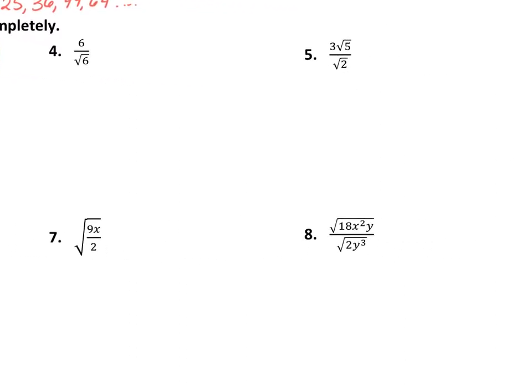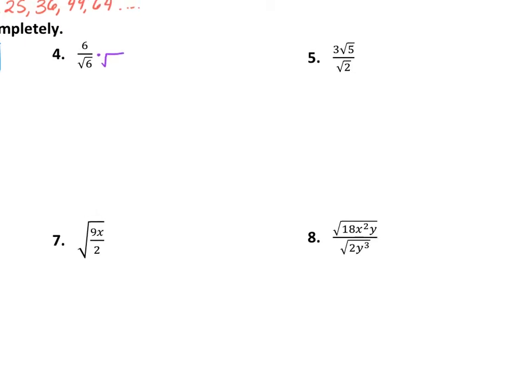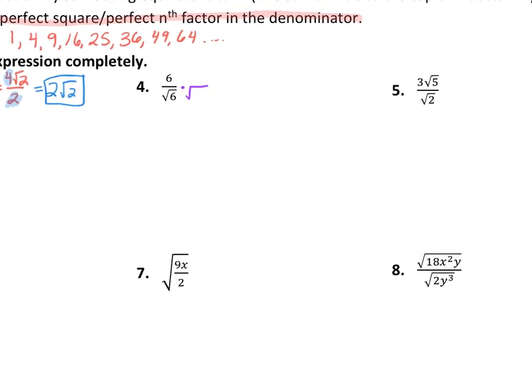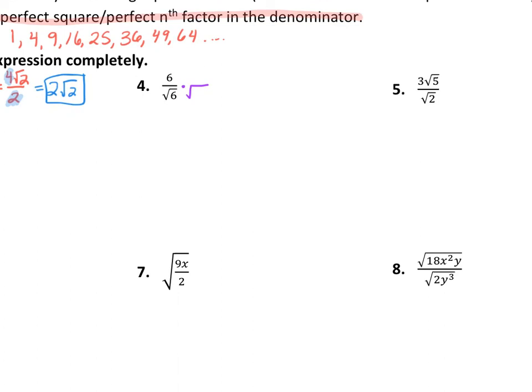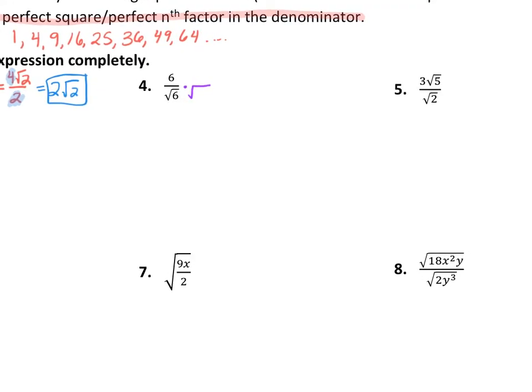So in the bottom, I want to multiply by something that's going to give me a perfect square. So let me scroll back and look at those perfect squares: 1, 4, 9, 16, 25, 36, 49, 64. So 6 times 6 will give me 36. And typically this will be our go-to, to multiply by the same number. And so that'll give me a square root of 36 in the bottom.